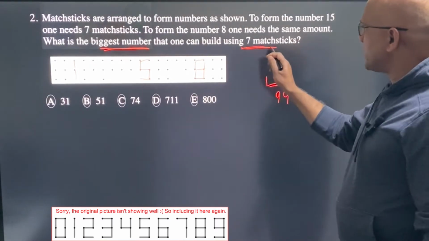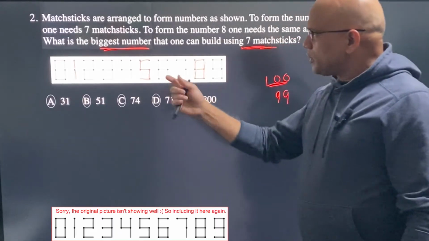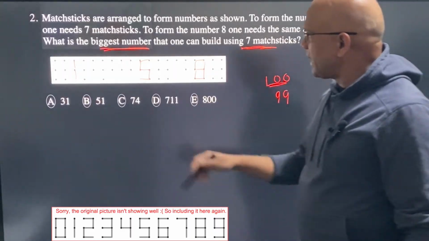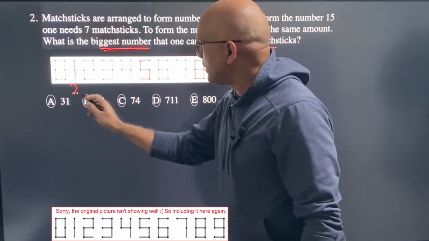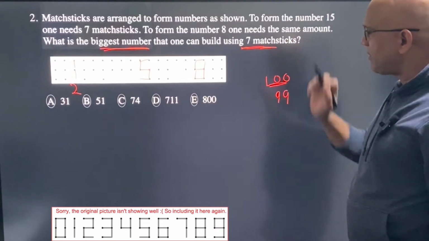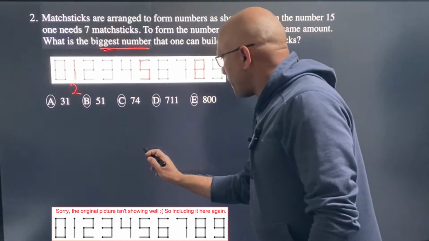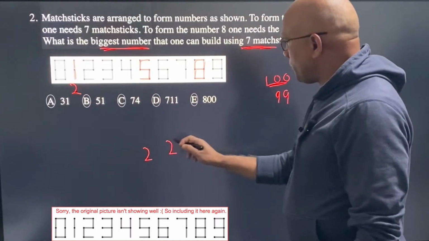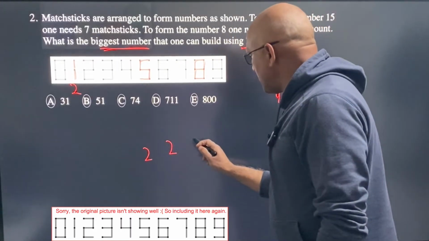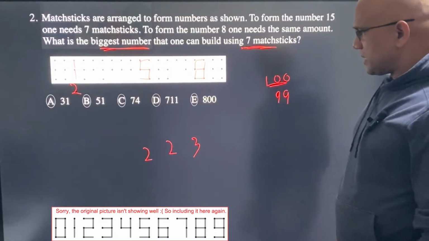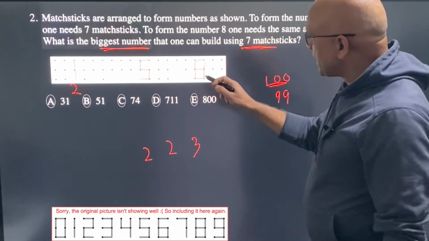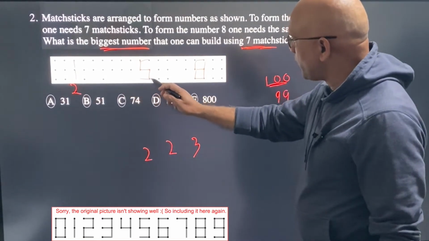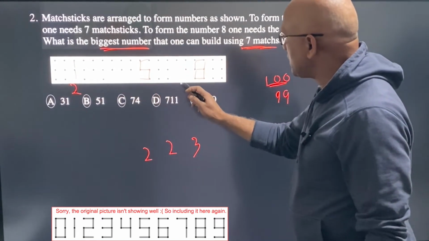And we have 7 matchsticks. So I want to find the digit that uses the least number of matchsticks. And I see that 1 uses only 2 matchsticks, right? And I have 7. So I can use 2 matchsticks, another 2 matchsticks. 2 plus 2 is 4. So the remaining is 3 matchsticks, right? So is there any digit that uses 3 matchsticks? If we just quickly scan through, you can see that 7 uses 3 matchsticks.